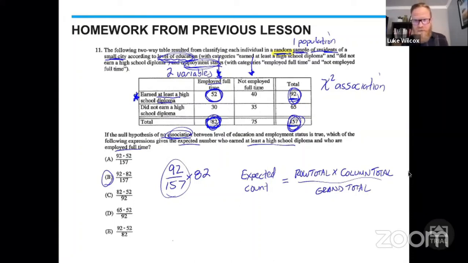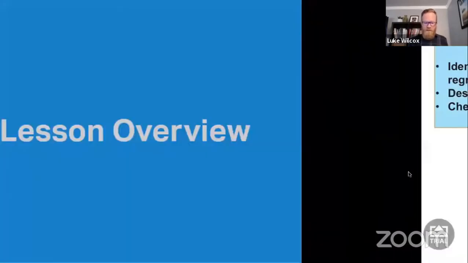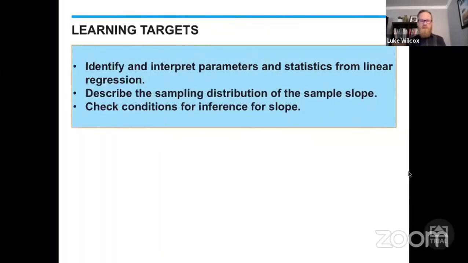Okay, we are now ready to shift gears. So we're going to move into the lesson for today. And I like to start always with a couple of learning targets, just so that you know where we're headed. This is also a way where we can measure at the end of the lesson whether or not we actually got what we needed to by checking back in with these learning targets here. So there are three of them.